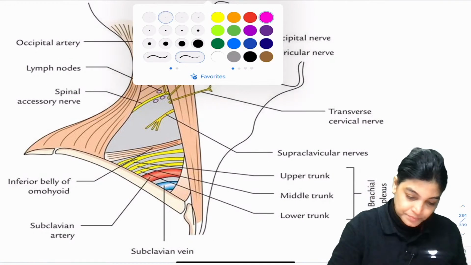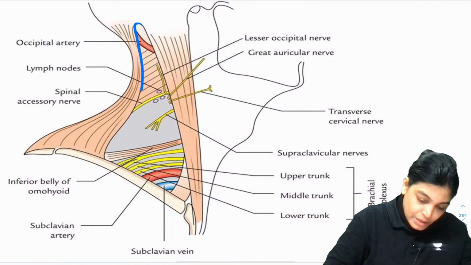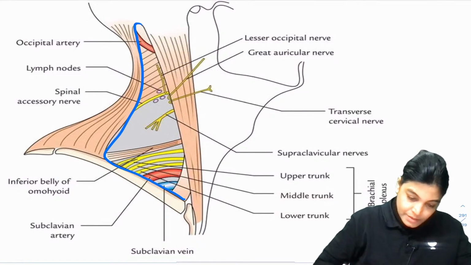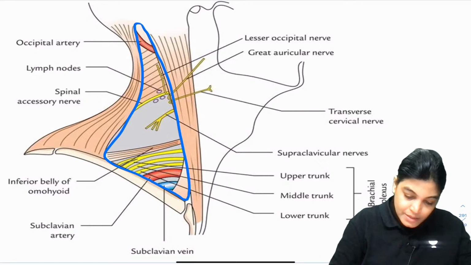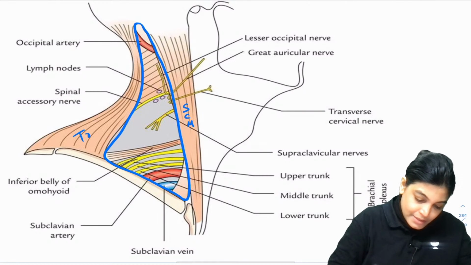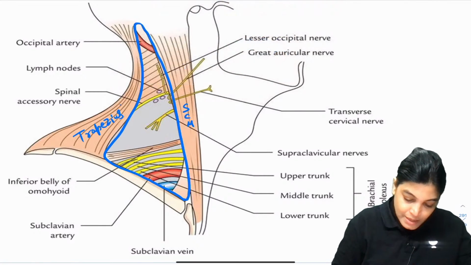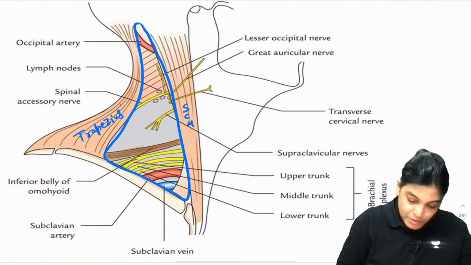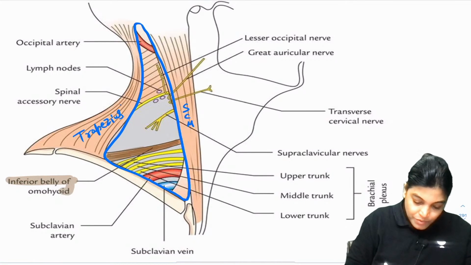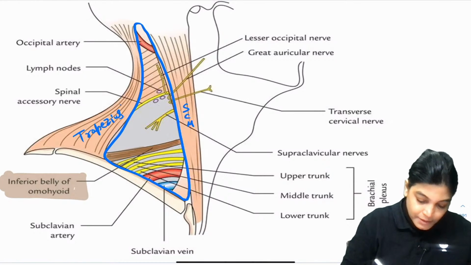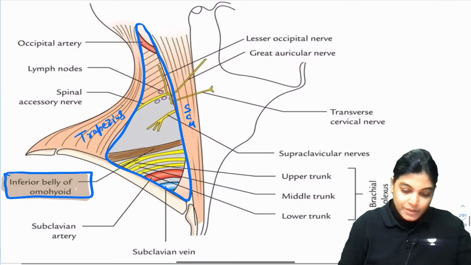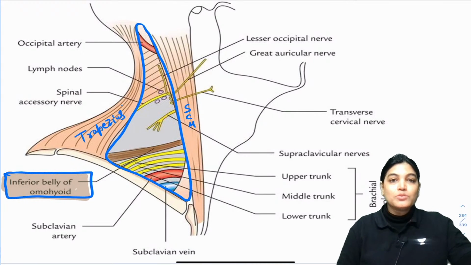See here, this whole is a posterior triangle. Now, the posterior triangle is formed between the sternocleidomastoid muscle anteriorly and the trapezius muscle posteriorly. Now, again there is one muscle here, this is the inferior belly of omohyoid. See here, this muscle is the inferior belly of omohyoid, and it divides this posterior triangle into two triangular spaces.